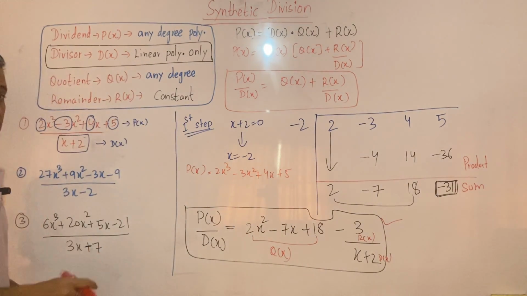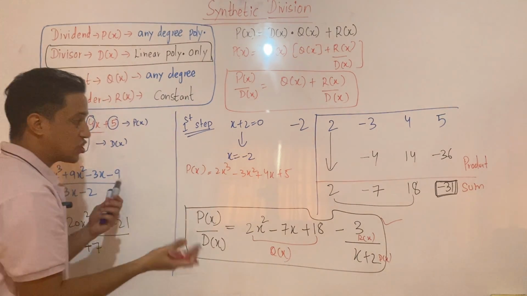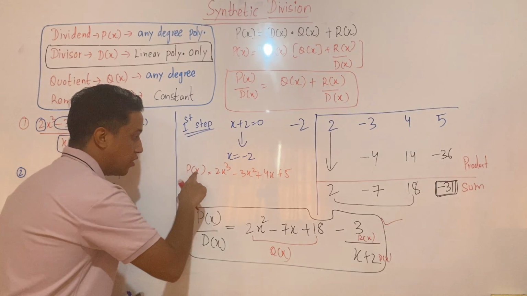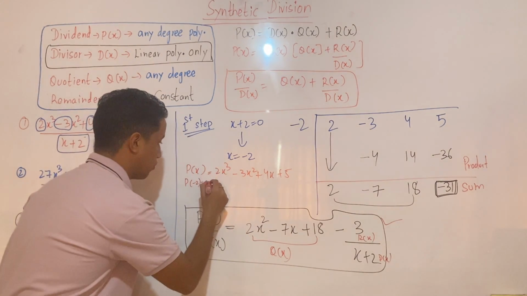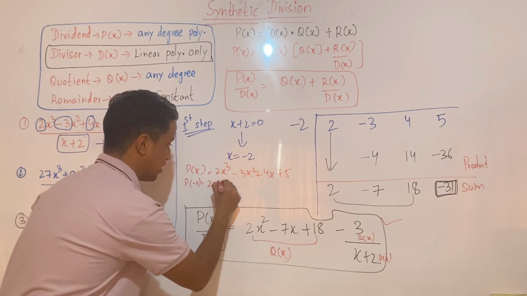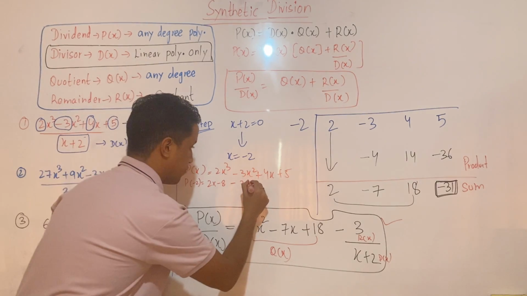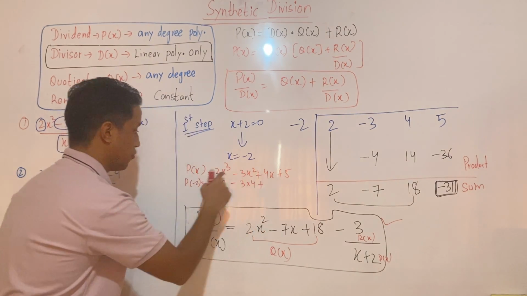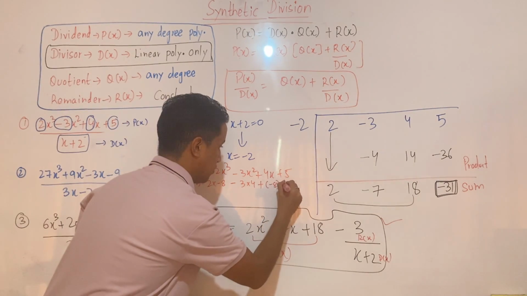Okay, so we got the value of x as minus 2, right? So what we can do is put the value of x, minus 2, in this expression. So what would it become? Minus 2 cubed minus 8 minus 3 times minus 2 squared, 4, plus 4 times minus 2 minus 8 plus 5.